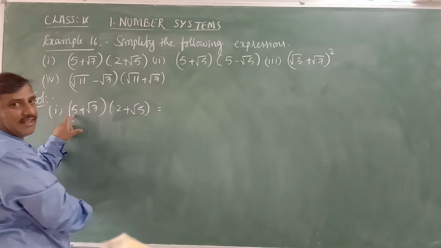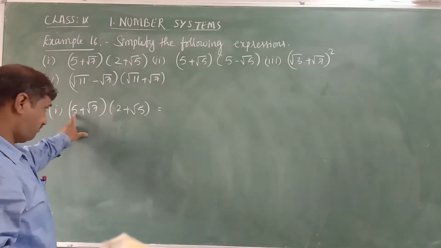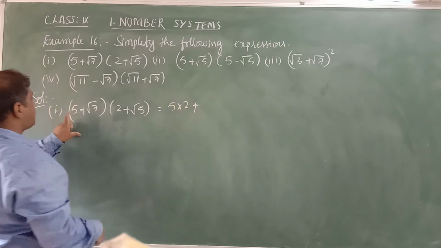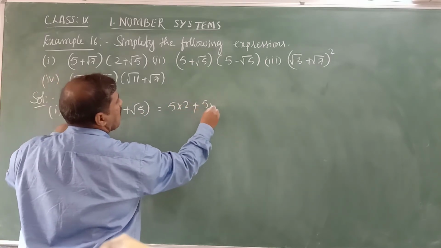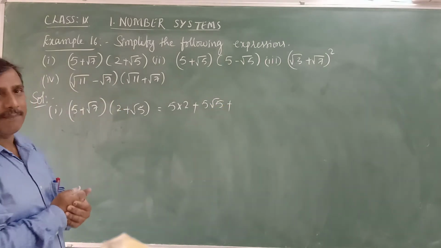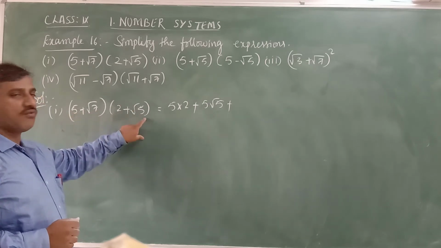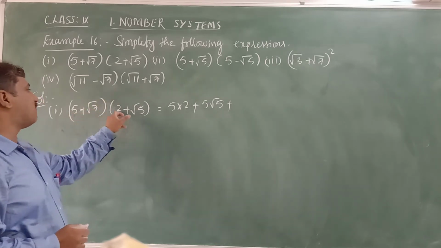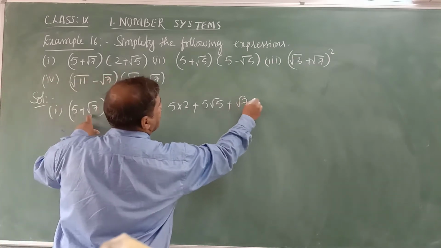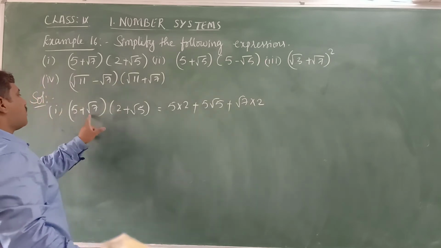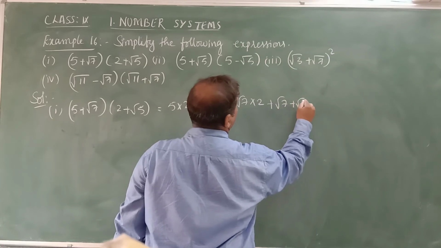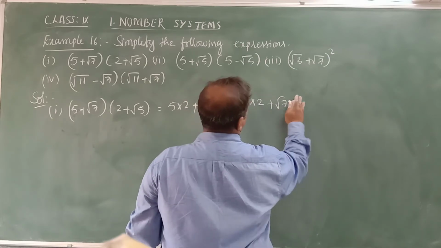We have the identities and using them we can simplify this. So 5 into 2 plus 5 into root 5, plus again with root 7. Here we are using the distributive property. With 5 you multiply both 2 and root 5, and again with root 7 you multiply both 2 and root 5. So root 7 is multiplied with 2, plus root 7 into root 5.